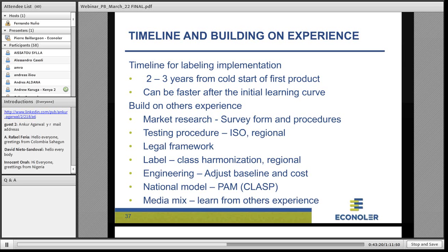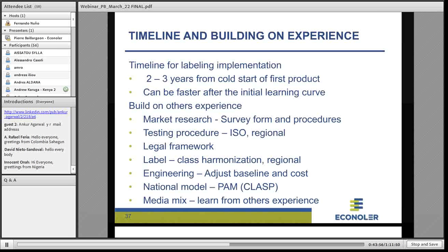In terms of timelines, we are talking about 2-3 years from cold start. Cold start means a country that has never done standard and labeling activities, so it will take a little bit more time to get the concept grasped by the different organizations and stakeholders that need to participate, organizing the testing laboratory or testing procedure. Of course, after the learning curve is behind you, you can accelerate the pace.